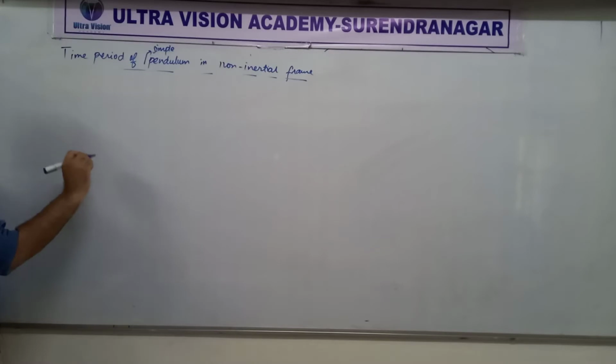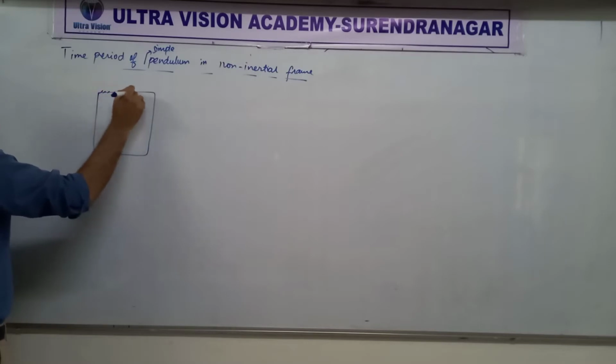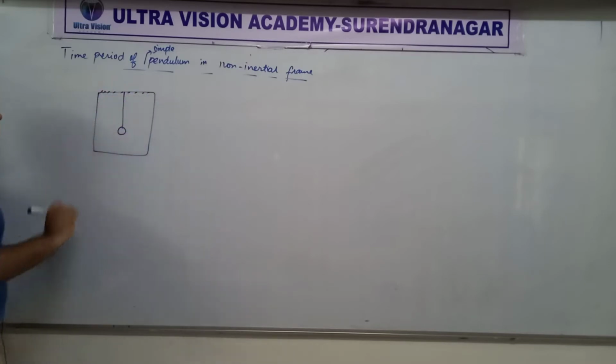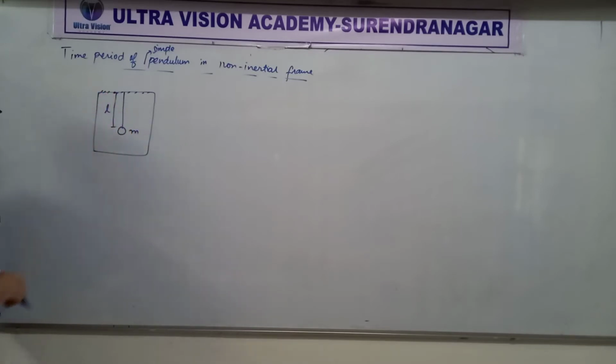So the easiest example of this is that suppose there is an elevator. Let's say this is an elevator, and from the roof of the elevator, from the ceiling of the elevator, a pendulum is hanging. A simple pendulum is hanging. So let's say this length is L as usual, and this bob has a mass m.